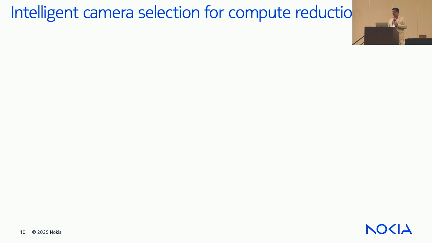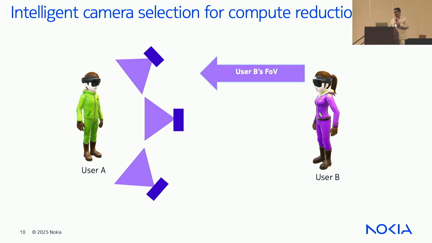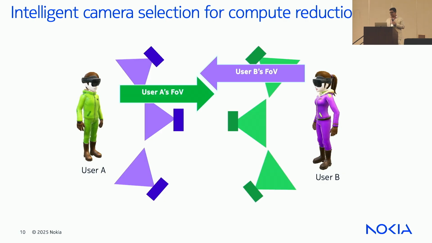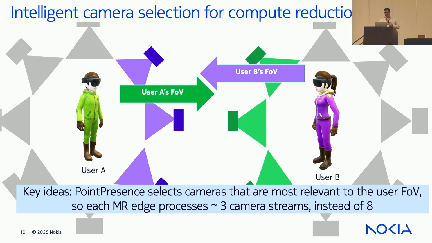All right, so let's understand more about this camera selection. We have user A and user B again. User B looks at the right-hand side of user A, so the cameras that capture the right-hand side of user A are activated. At the same time, user A looks at the left-hand side of user B, so the left-hand cameras of user B are activated. The rest of the cameras can be deactivated at that time. With this idea, we can reduce the number of cameras by selecting only the cameras relevant to the user's field of view. At each time, the MRH processes around 2-3 cameras instead of 8 camera streams all the time.